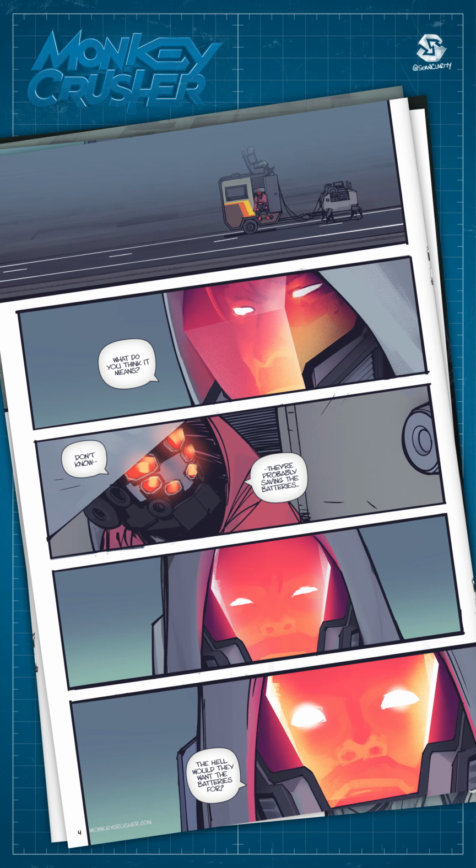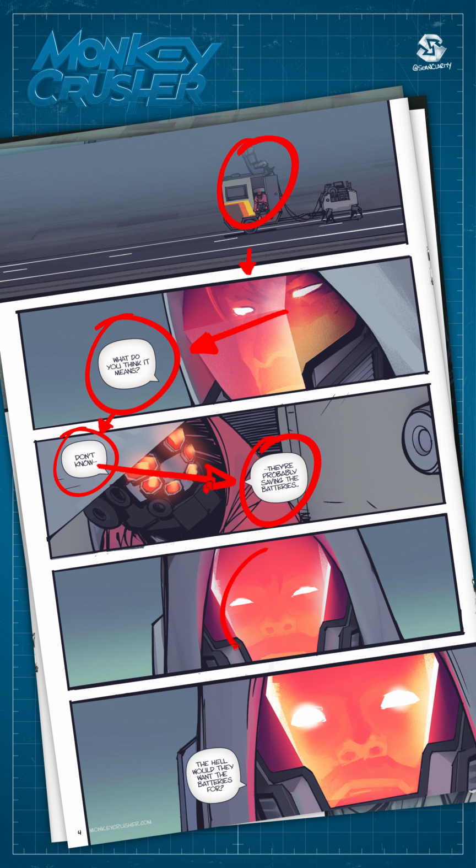Page 4 starts with a brief pause to give the characters a chance to think about what was just said. Then we follow this path through the page, another brief chance to think, and then we bleed out.